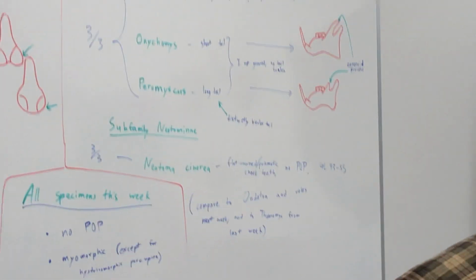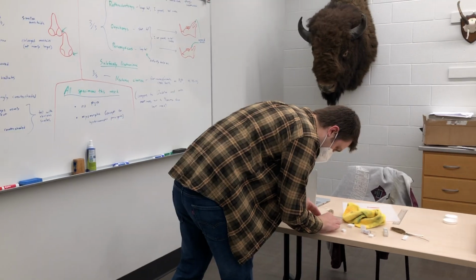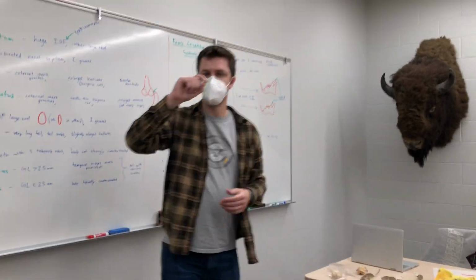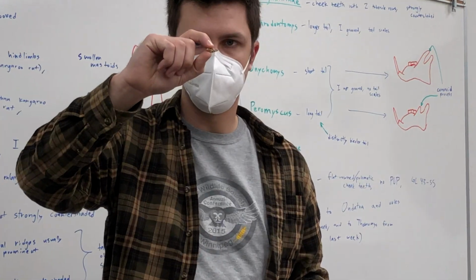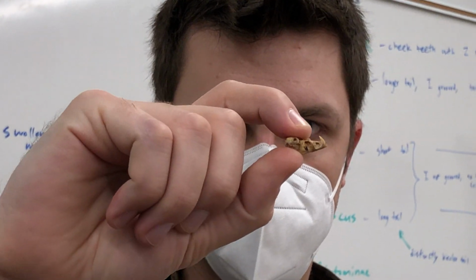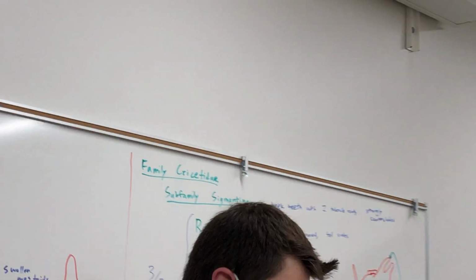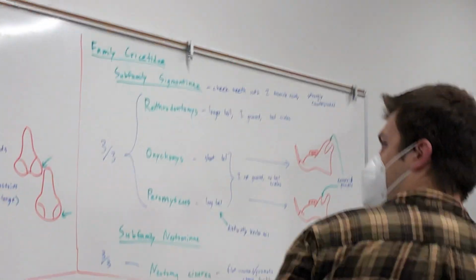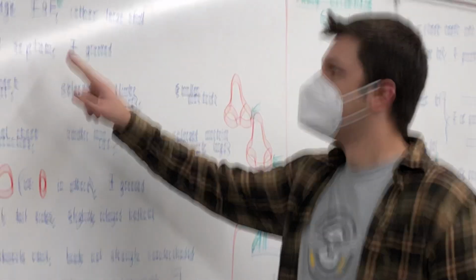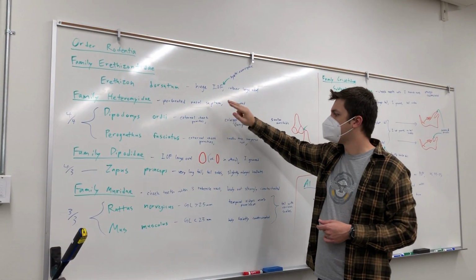And if I pull out the smaller skull here, the pocket mouse, you should be able to see on this also, there's a hole right in the side of the nose. It goes all the way through. So that's one way to tell this family apart.